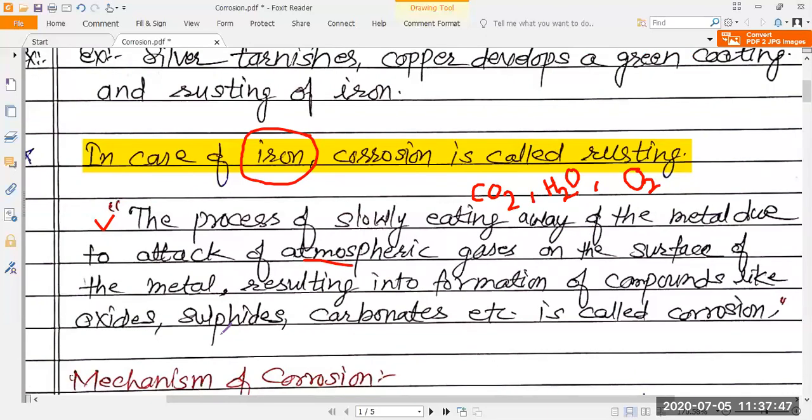Means in the case of iron, oxides are formed. In the case of copper, carbonates are formed. So which compound, which type of layer will be formed in corrosion, depends on the nature of the metal.